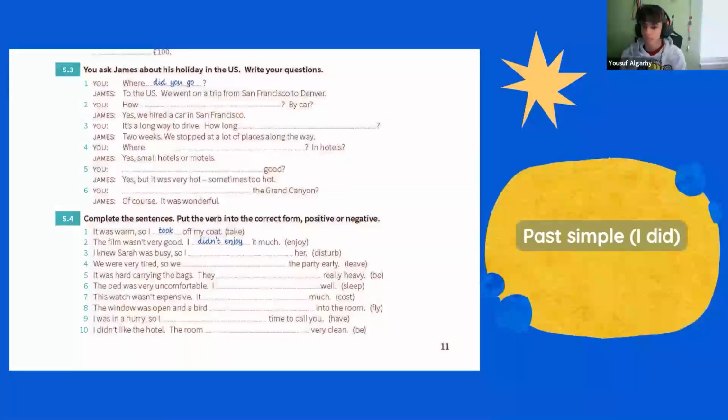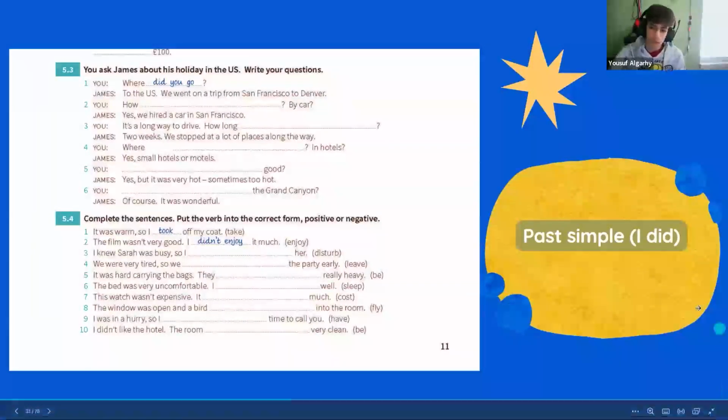It didn't cost much. Good. All right, 8. The window was open and a bird blank into the room. And a bird flew into the room. Good. I was in a hurry, so I blank time to call you. So I didn't have time to call you. Good. Number 10. I didn't like the hotel. The room blank very clean. The room wasn't very clean.